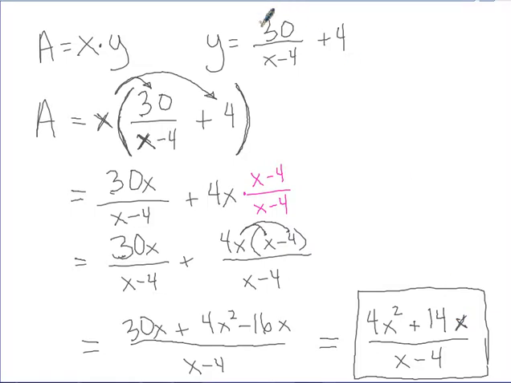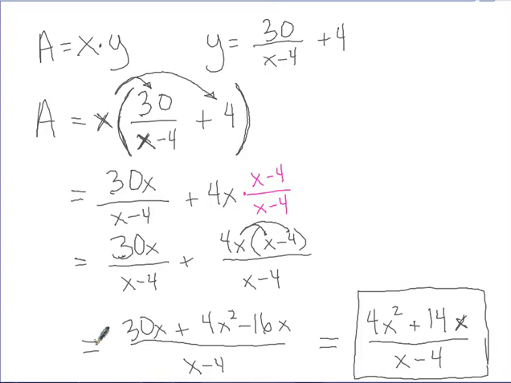Anyway, here we go. 4x squared plus 14x over x minus 4. Okay, yes, even math teachers sometimes make mistakes when we have crazy things running through our brain. So this is the area as a function of just x. Okay, maybe I shouldn't have tried to simplify it. Anyway, that's besides the point.